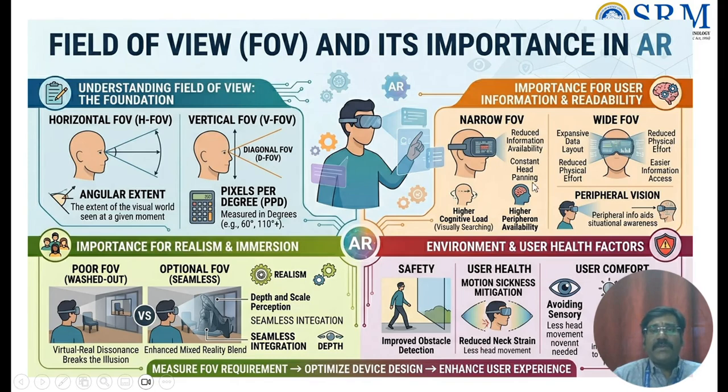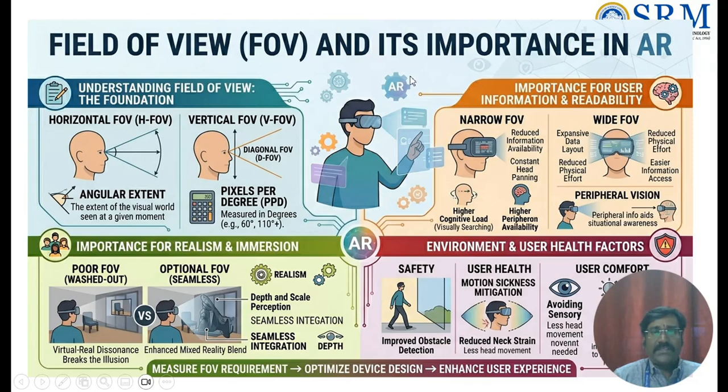It reduces the information availability. A wide FOV increases the information related to that. A human being is able to visualize with a narrow FOV, getting to know about the objects which are all under the focal viewpoint. So the most important aspects of the field of view are the environment and user health factors: safety, user health, motion sickness, user comfort, and improved obstacle reduction, everything.